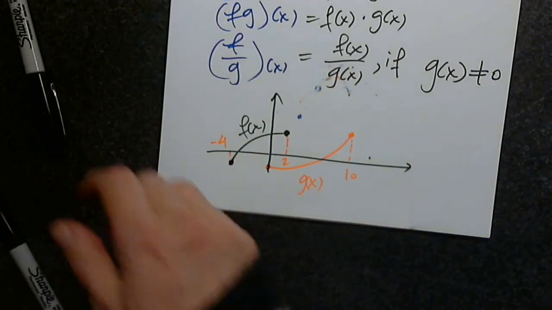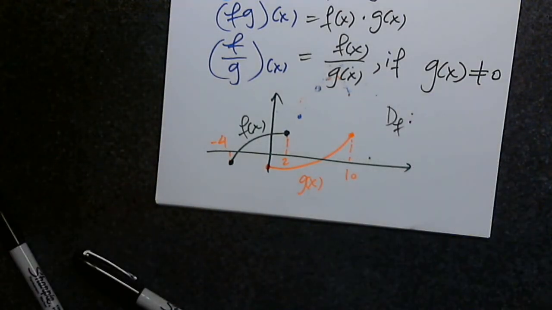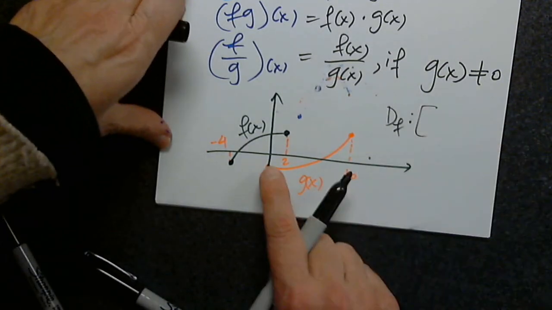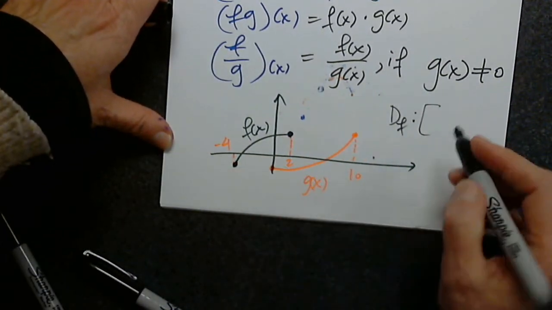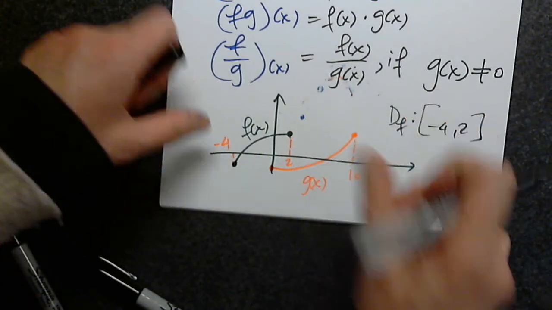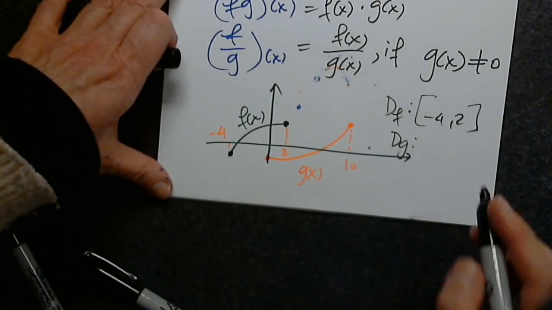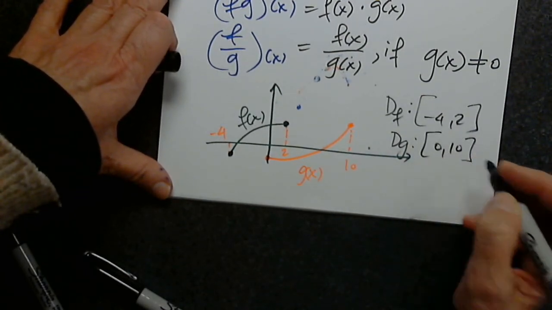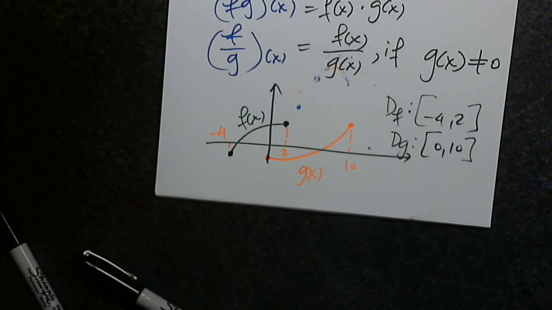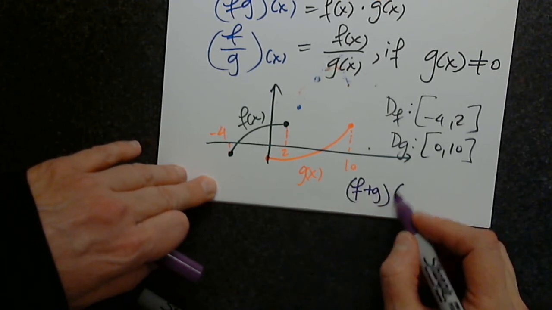Can anyone give us the domain of function f? Negative 4 to 10. Very good. G is negative 4 to 2, right? And the domain of g? Very good. We all agree with that. And let's suppose I ask you now to find f plus g of 3.